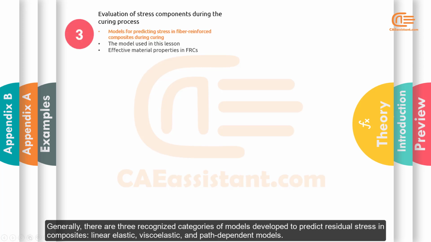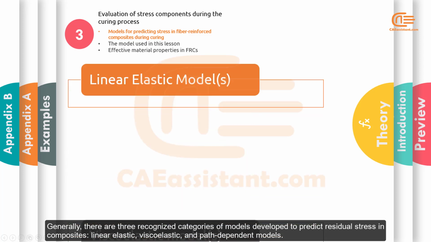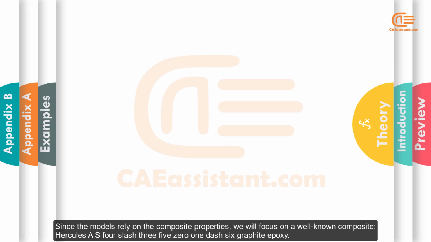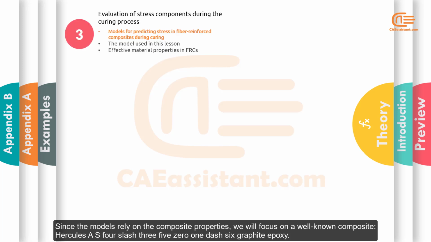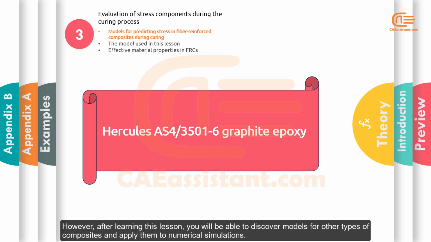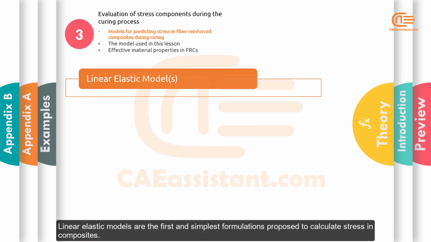Generally, there are three recognized categories of models developed to predict residual stress in composites: linear elastic, viscoelastic, and path-dependent models. Since the models rely on the composite properties, we will focus on a well-known composite, Hercules AS4/3501-6 graphite epoxy. However, after learning this lesson, you will be able to discover models for other types of composites and apply them to numerical simulations.